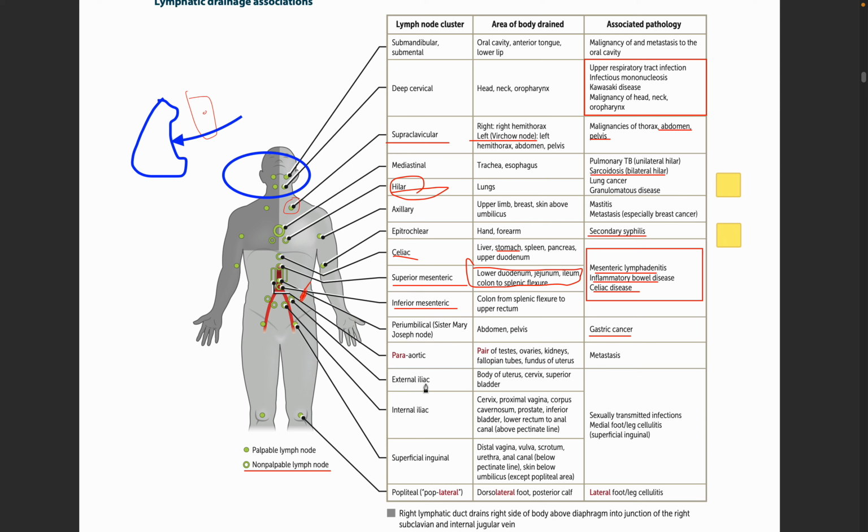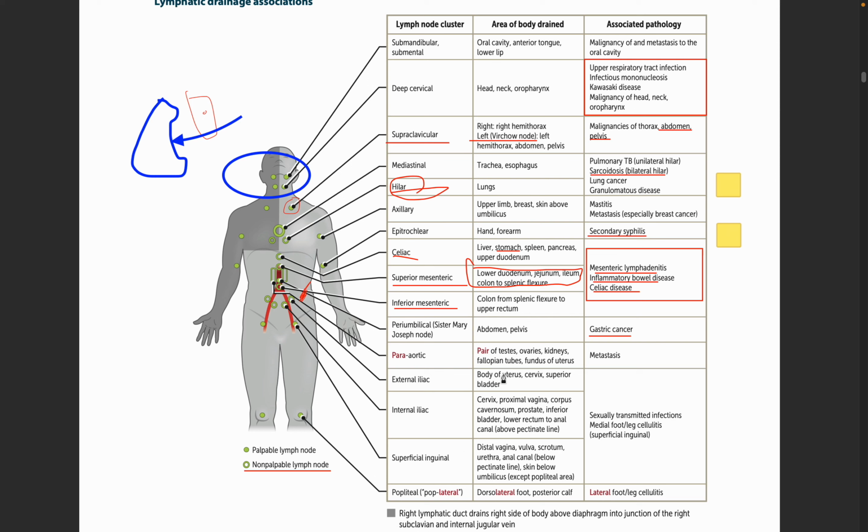Then comes the external iliac lymph node and internal iliac lymph node. External iliac lymph nodes are just present around this iliac region, because the branches of the aorta are called the internal iliac branch and external iliac branch. Around these areas, the lymph nodes present are called the external iliac lymph node and internal iliac lymph node.